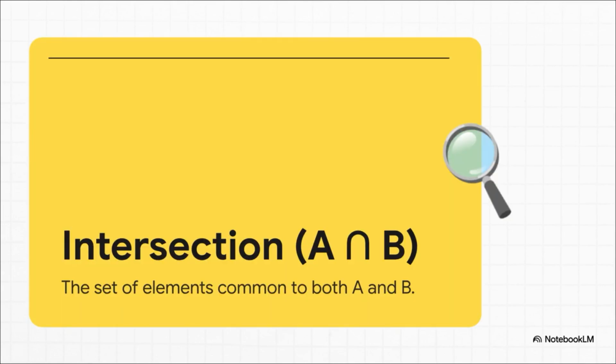Let's keep building that toolkit. Next up is the intersection, which is symbolized by an upside-down U. This time, we only want the elements that are common to both A and B. Going back to your mental Venn diagram, visualize just that middle, overlapping football-shaped region getting shaded in. That's the intersection. It's the shared ground.